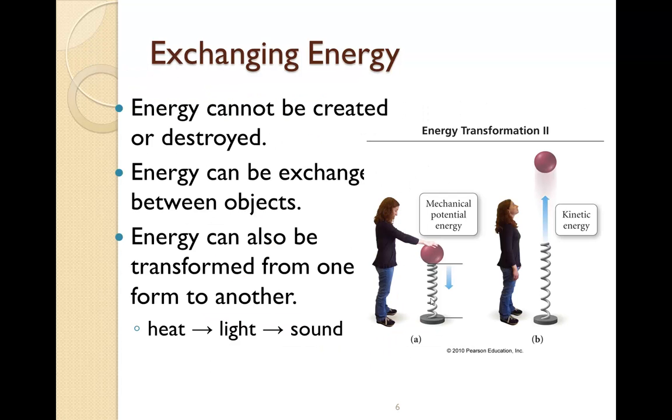Energy cannot be created nor destroyed. Instead, it exchanges between objects. Energy can also be transformed from one form to another. For instance, you can go from heat to light to sound. In our homes, we have energy that changes from gasoline at the power plants to electricity to light when we turn on the light. So here, we have potential energy from the spring pushing down. But once that hand is released, the ball starts to move and it turns into kinetic.